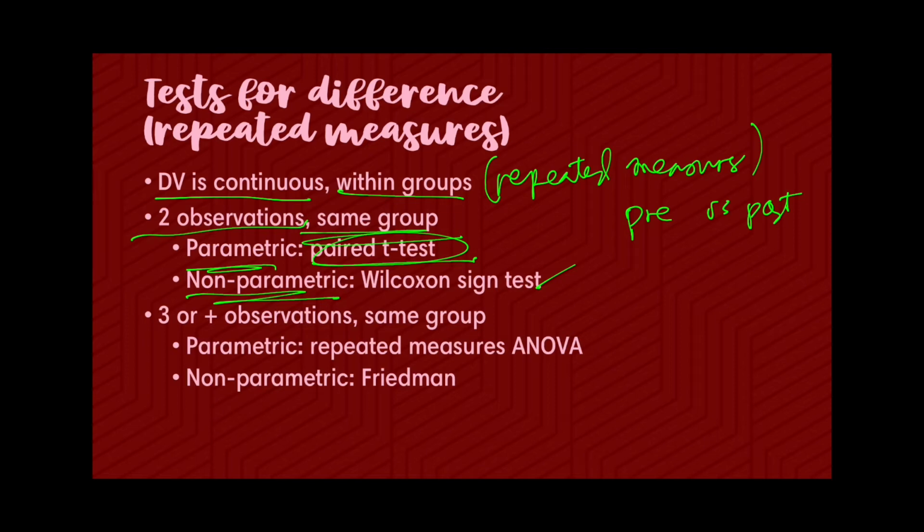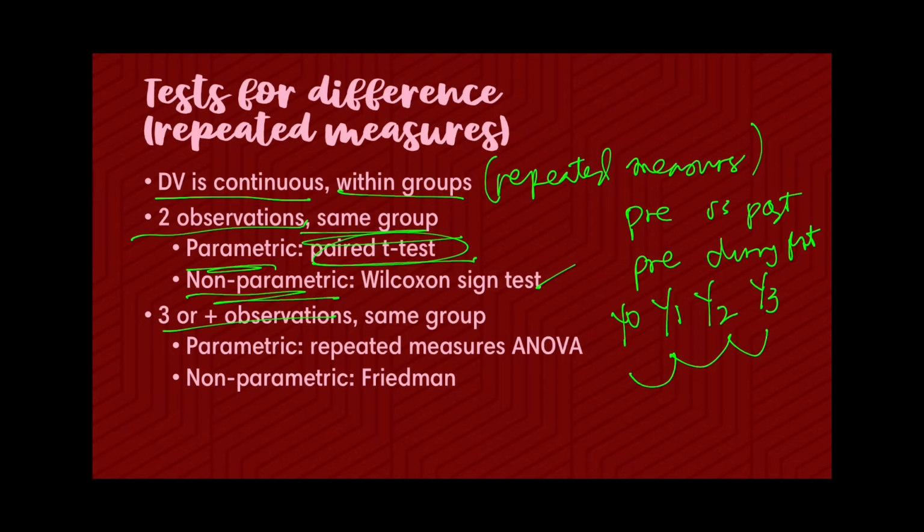Now, if you have three or more observations, like for example, pre, during, post. Or for example, after a person gets a stroke, you want to measure the quality of life of that person per year. So, year 0, meaning the year that that person got a stroke, and then you follow that person year 1, year 2, year 3. So you have more than 2 measurements, no?